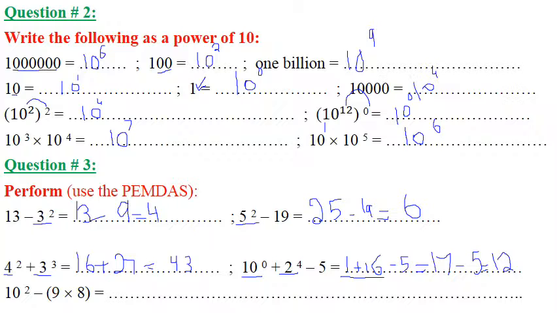Here we have exponent and parenthesis. Parenthesis is the strongest, so we should get the answer of the parenthesis first. We write 10 squared minus 9 times 8 is 72. So now 10 squared, its answer is 100. So we get the answer of 10 squared, and we subtract 72 and we get the answer, which is 28.